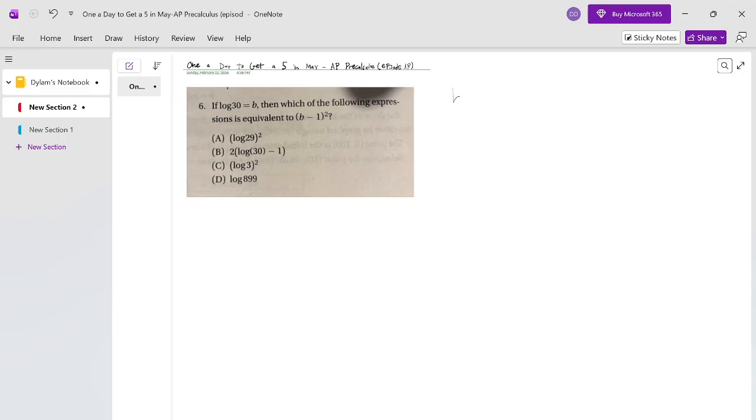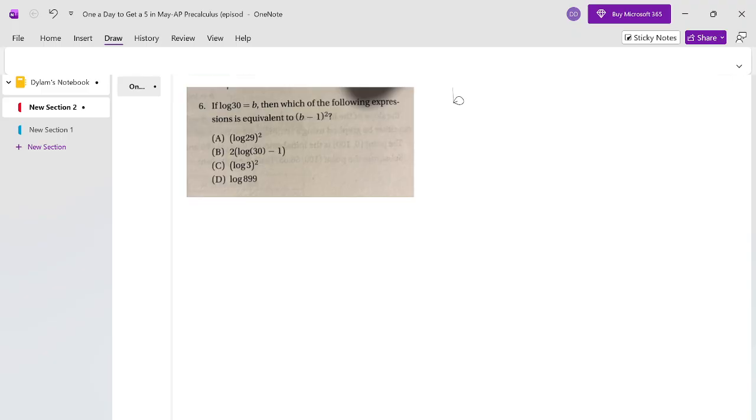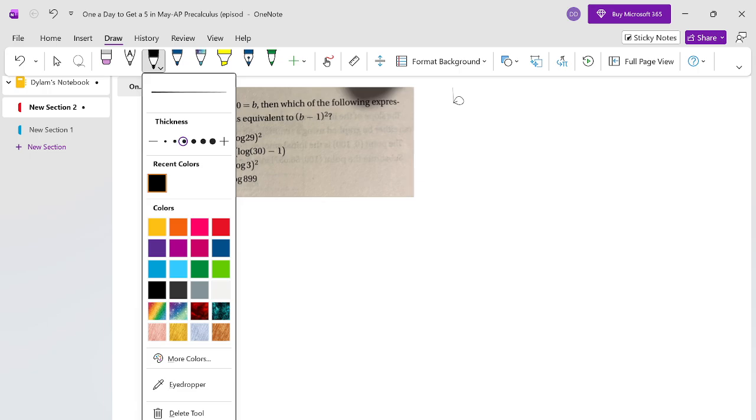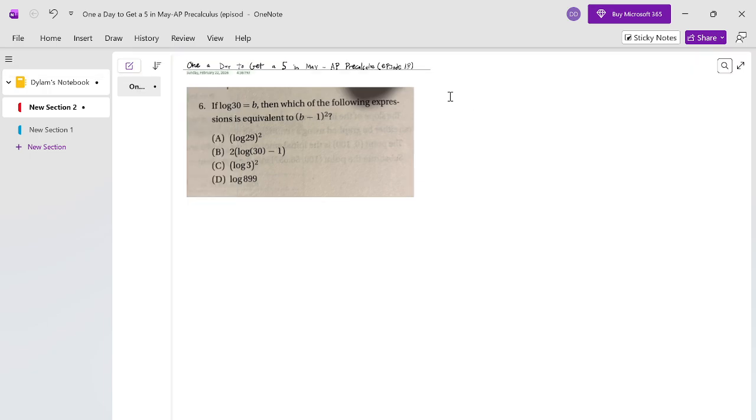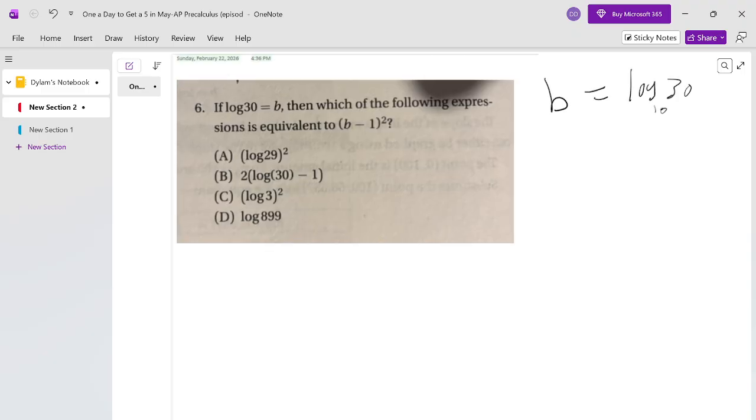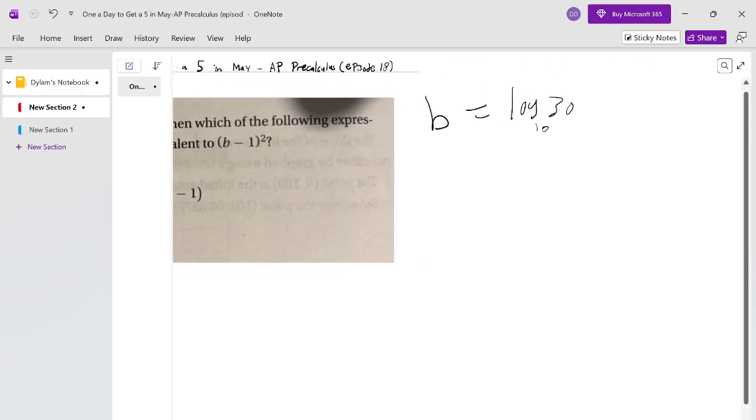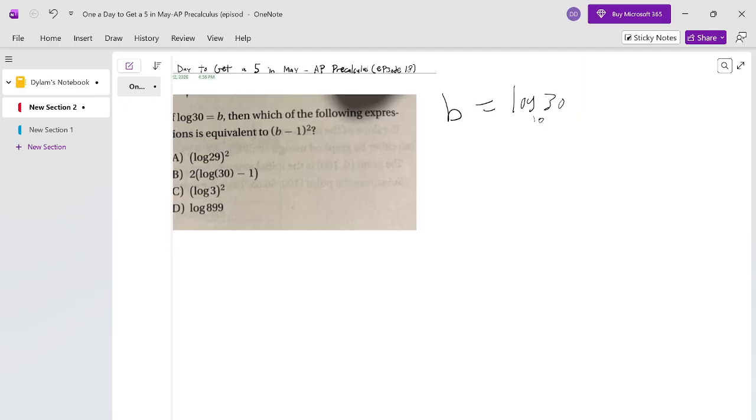Alright, so we're given that b is equal to log 30. Okay, so we just write log, but notice it's implied this is a log base 10, right? Even though it's not written. So whenever you see log, assume log base 10, unless otherwise stated, right? We want to know what b minus 1 squared is.